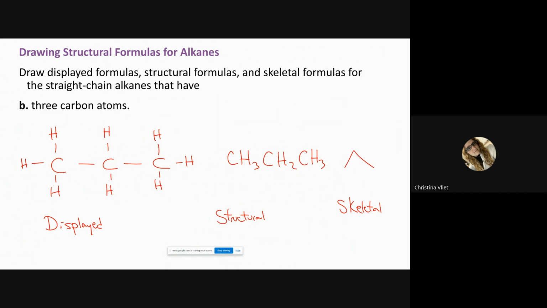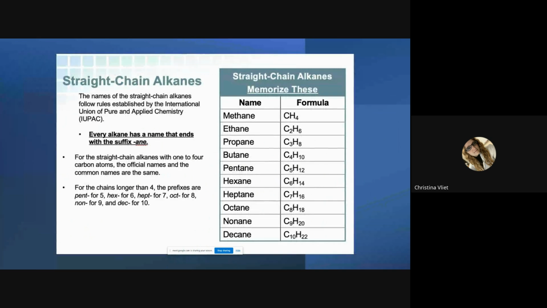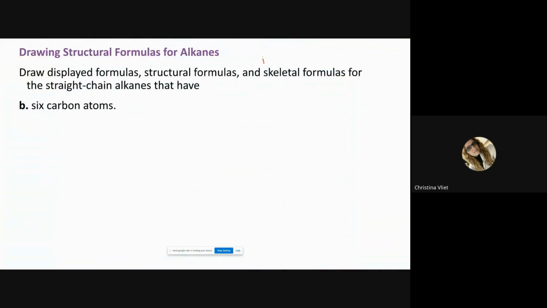Is that what you got? And you're supposed to interpret from this that at the end of each of these lines is a carbon, and looking at how many lines each carbon has coming out of it, you figure out how many hydrogens it has. That's how skeletal form works. All right. So now it's your turn.